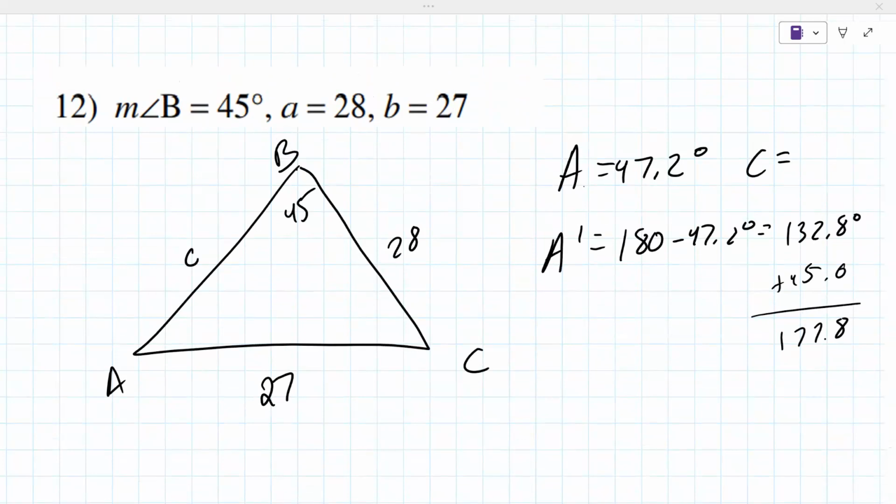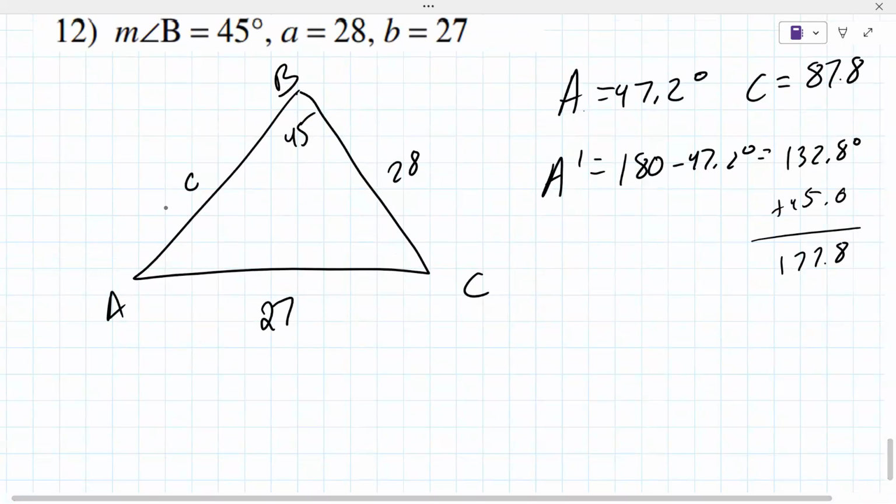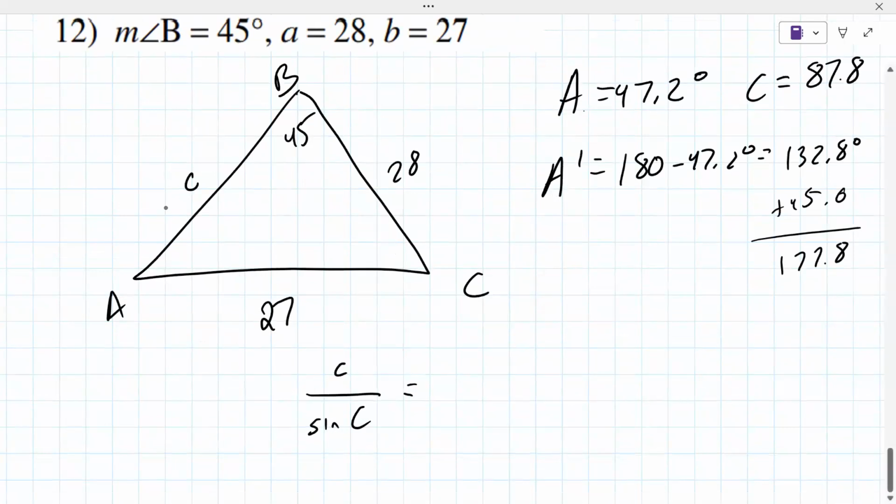87.8. Let me just double check. Yeah, 87.8. Okay. So now to find little c, the side little c, you need to put it over sine of big C. And then you have a choice of whether you use angle B and side B, or angle A and side A. I would always go back to the given information. I would use little b over sine of big B. You want to try solving that for little c? You have everything now. You have the angle C, 87.8. Little b is 27. Angle B is 45.